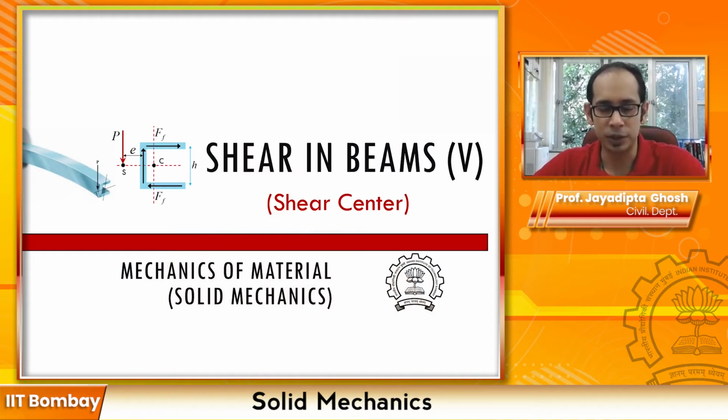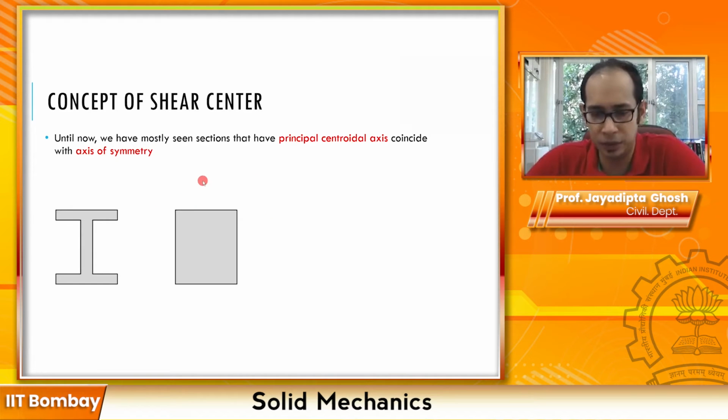Now to understand the concept of shear center, first let us look at certain sections. For example, sections which have 2 axes of symmetry and the principal centroidal axis coincides with the axis of symmetry. This is the I section which we had seen for the thin wall section. This is not a thin wall section, this is a solid rectangle that we have over here. But you see in both of these cases, they are doubly symmetric sections, so symmetric about the vertical axis and symmetric about the horizontal axis.